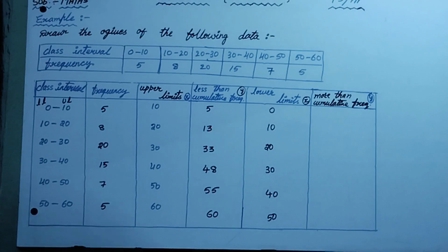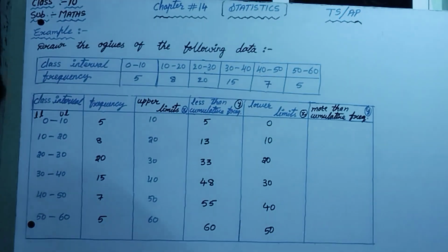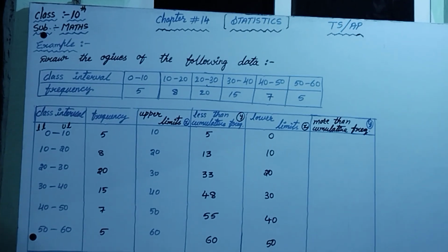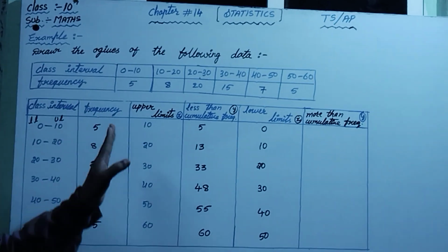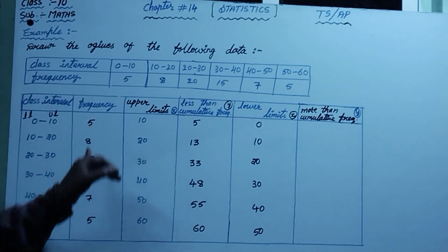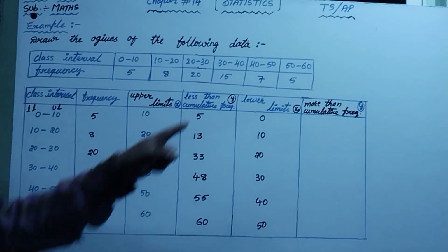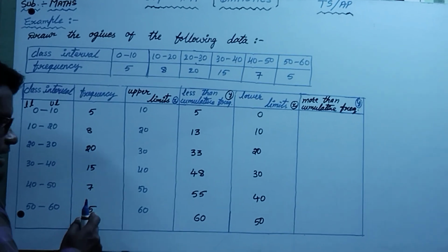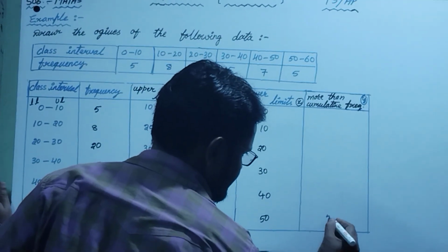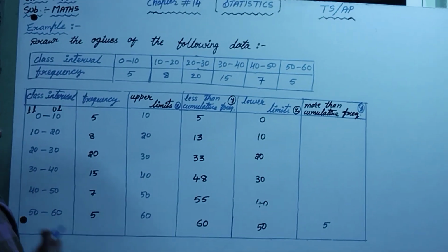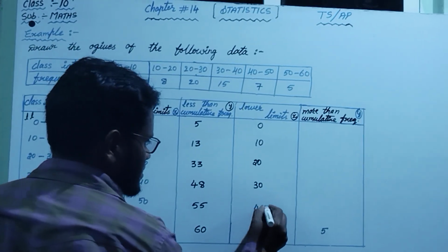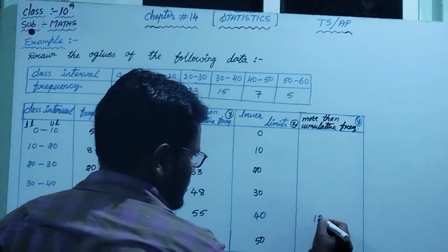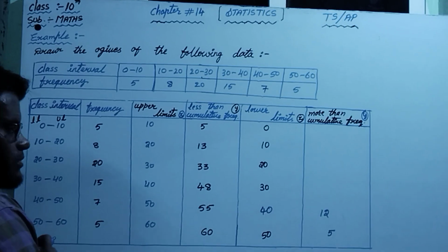Then how can we find the more than cumulative frequency distribution values? For less than, I added all the values step by step from top to bottom. For more than, you have to take from bottom to top. The bottom value is 5 as it is. Then 5 plus 7 is 12. Then 12 plus 15 is how much?